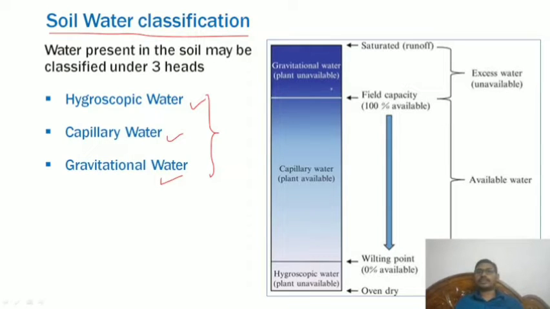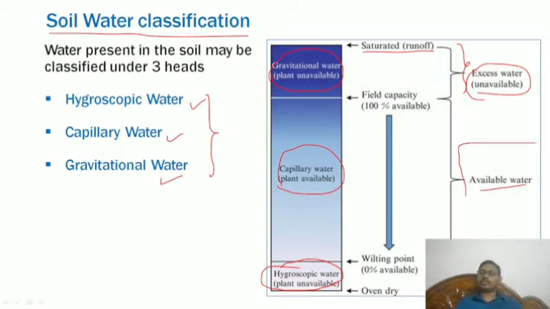Here I am showing the right side. This is saturated runoff above ground level. This is gravitational water, which is unavailable to the plant. Capillary water is available to plants, and hygroscopic water is unavailable, where the plant means the crop we are taking. Up to here comes under unavailable water, and only the available water matters.